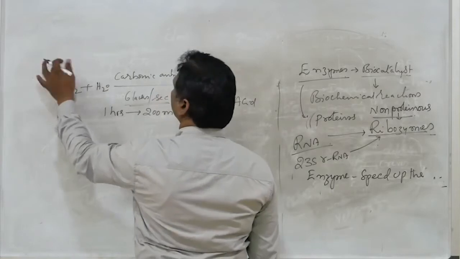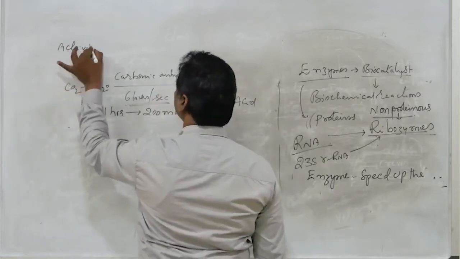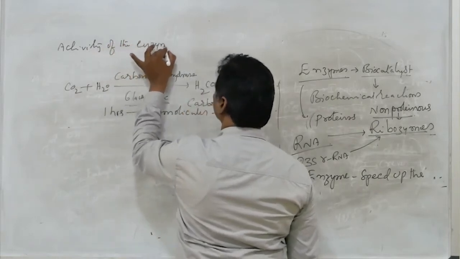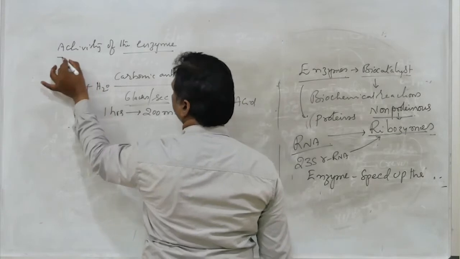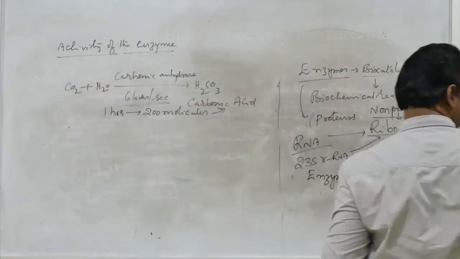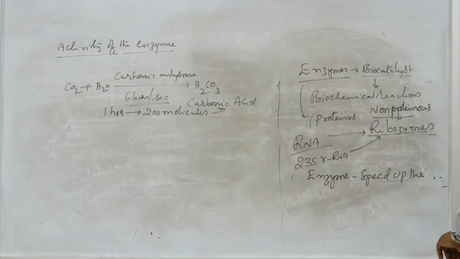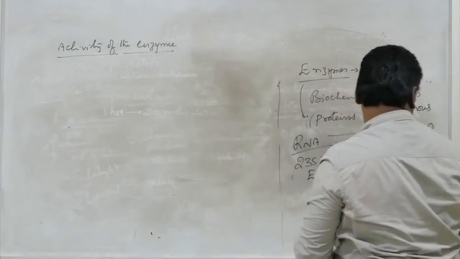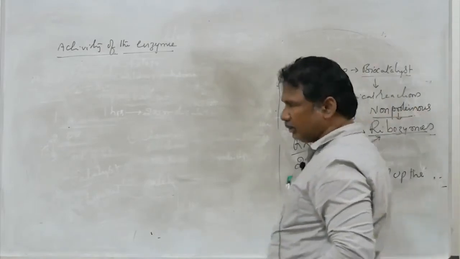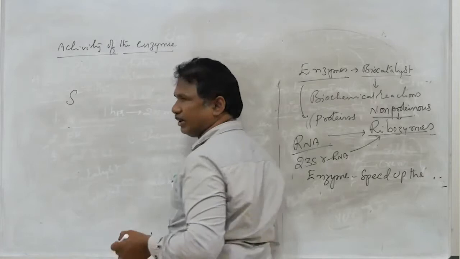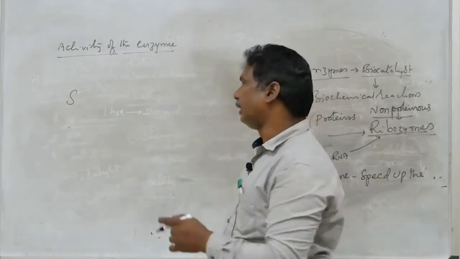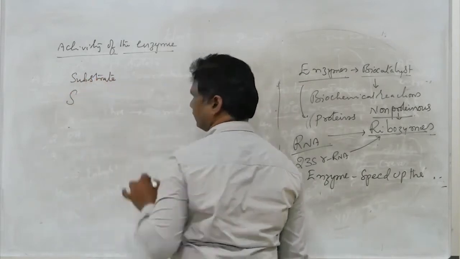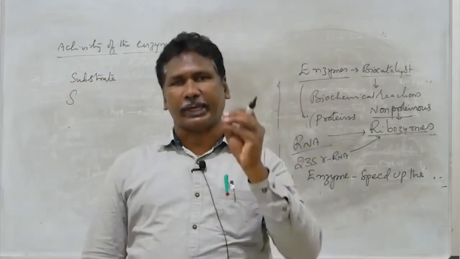Next you can see the enzymatic activity, the activity of the enzyme. The substance which undergoes the enzymatic activity is simply called the substrate, like the reactants in your chemistry.